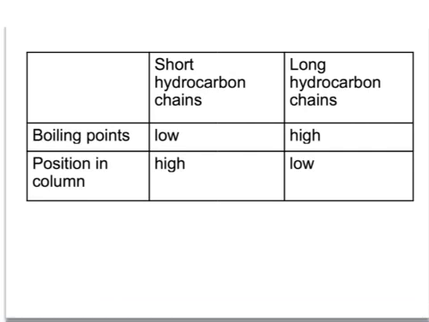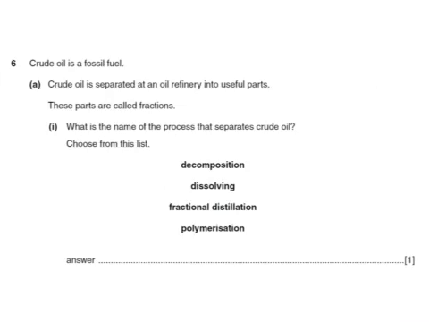The short hydrocarbon chains have got low boiling points because of their weak intermolecular forces, and so they escape high in the column, whereas the longer hydrocarbon chains with their stronger intermolecular forces require more energy to separate them. They've got higher boiling points and condense lower down in the column where it's hotter.